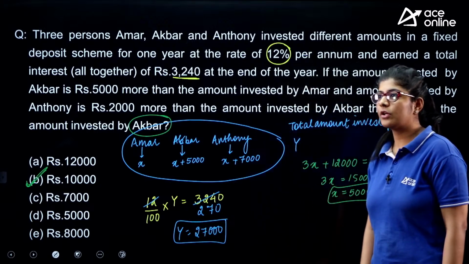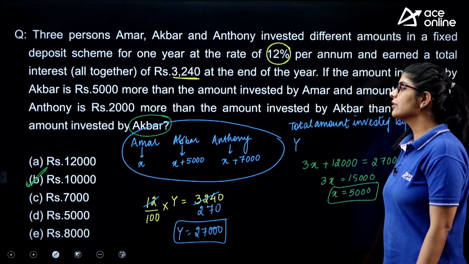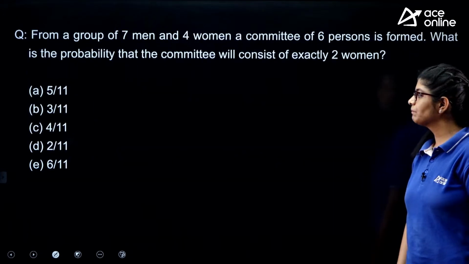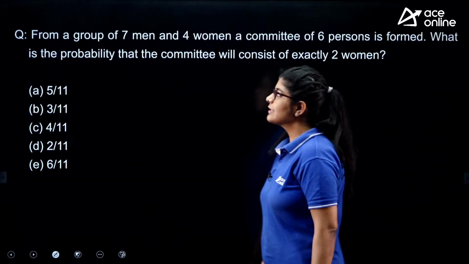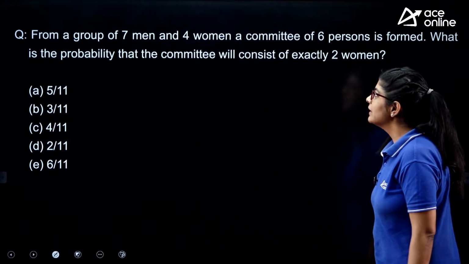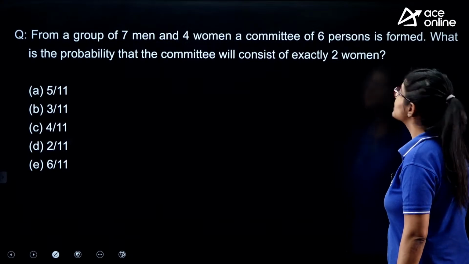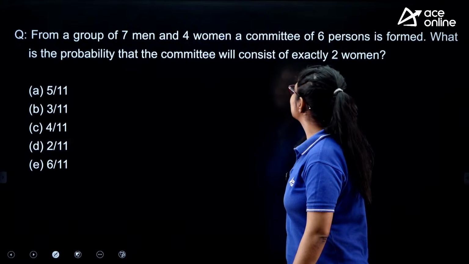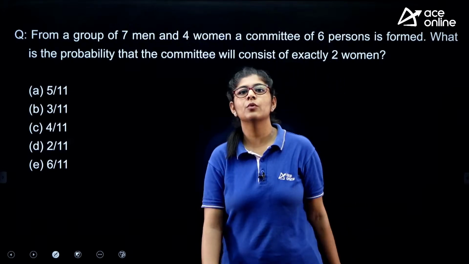Yes, all of you got the correct answer. The correct answer over here is your option number B, that is 10,000. Clear? Next. The next question says that from a group of 7 men and 4 women, a committee of 6 persons is formed. What is the probability that the committee will consist of exactly 2 women?